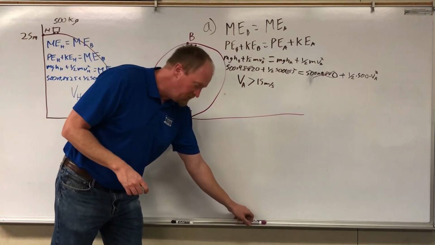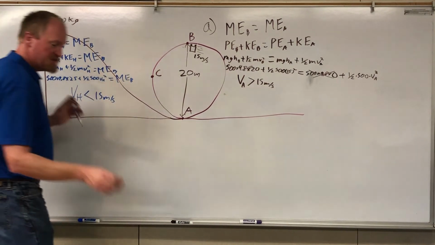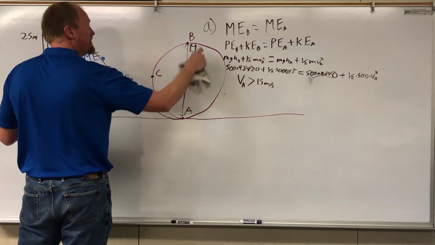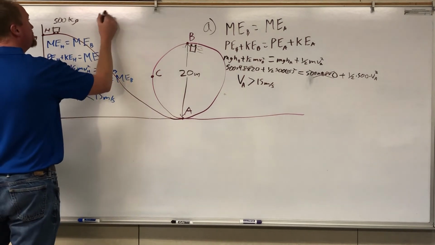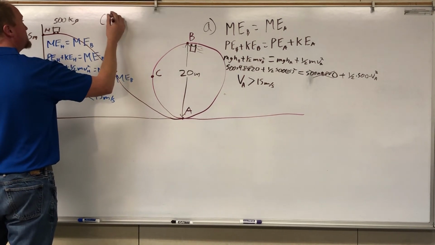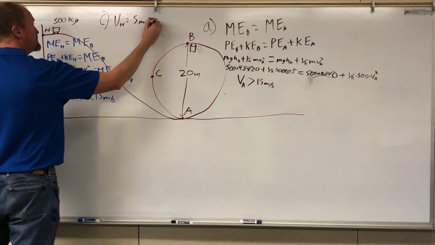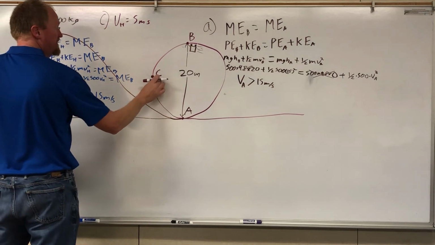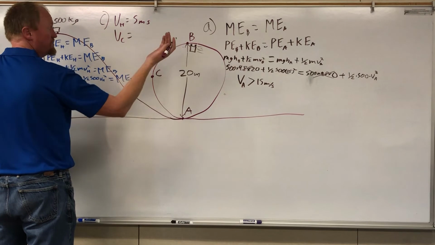The one final thing I want to help you guys with is part C. Now for C, they basically say, okay, reset, same track, but you don't know that you're going 15 meters per second here. The only thing up here that you know for C is that VH is equal to 5 meters per second. And now they're going to ask you to find VC. So VC equals what?